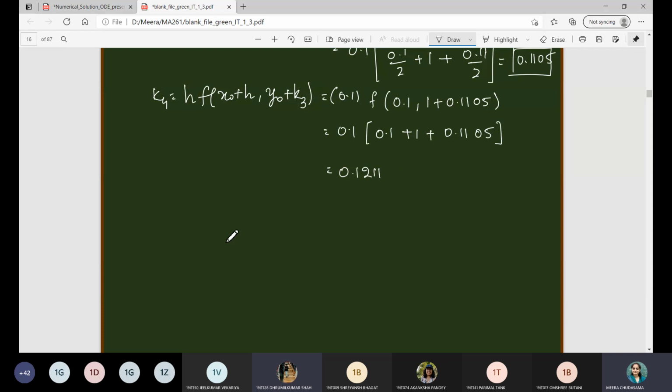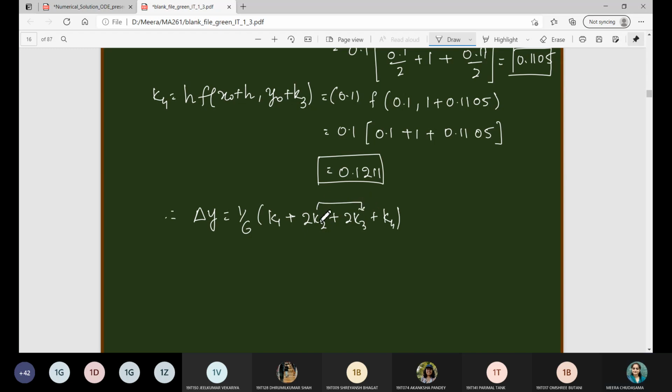0.1211. So all these four quantities you have evaluated, right? Therefore I can write delta y is equal to 1 upon 6 (k1 plus 2k2 plus 2k3 plus k4). Means the coefficients of the two computations where we involve fractions will be 2. That is, where we took h/2, k1/2, k2/2, those two coefficients will be doubled, and the other two coefficients will be 1, meaning k1 and k4 remain 1, right?